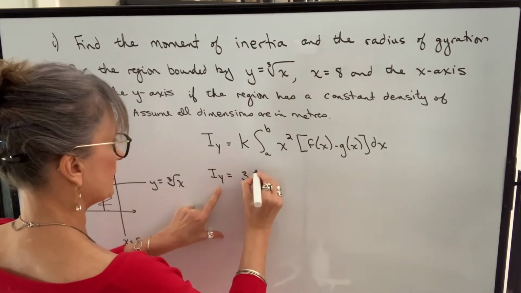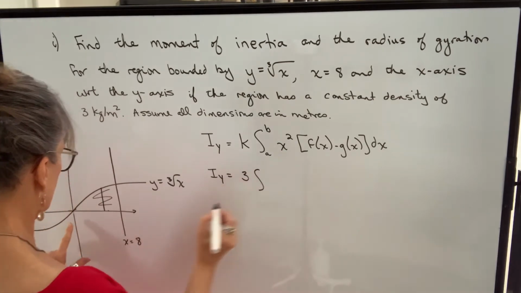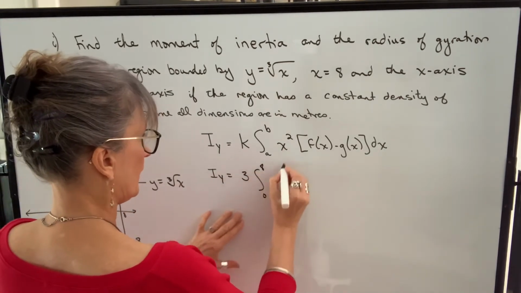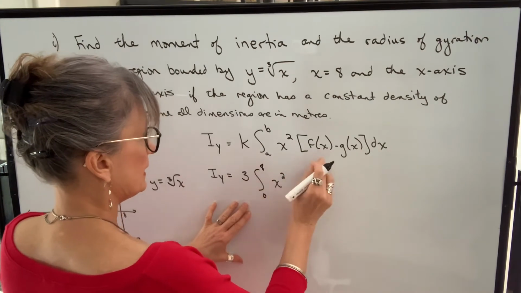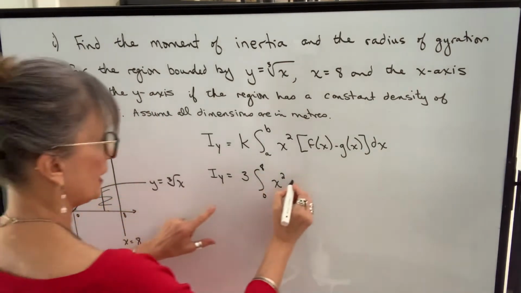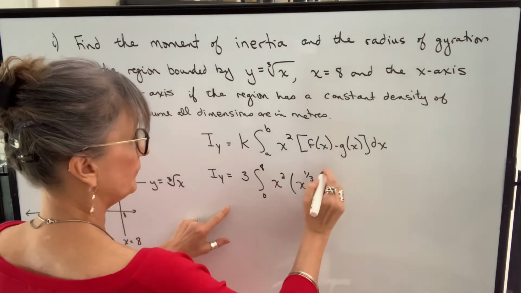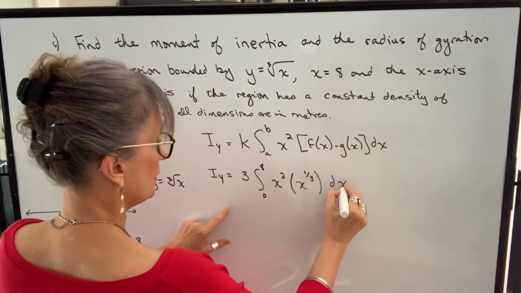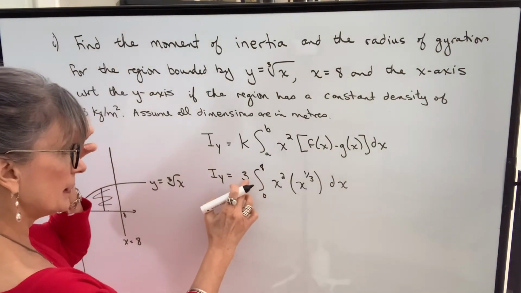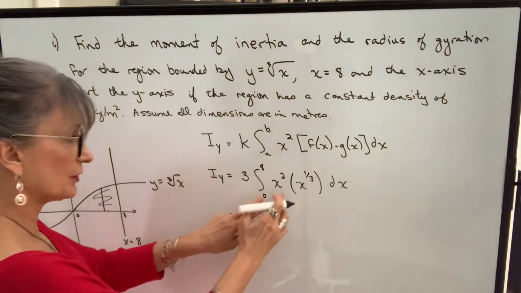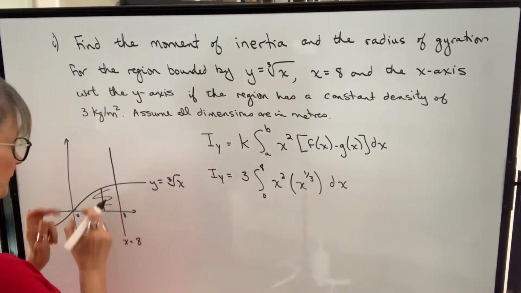So if we take that density and we are taking the integral from 0 to 8 of x squared times f of x, which is cube root of x, which is x to the 1/3, minus 0 dx. So understand that when you take that density and multiply by the area, that's going to give you mass, and we're multiplying by that distance squared.